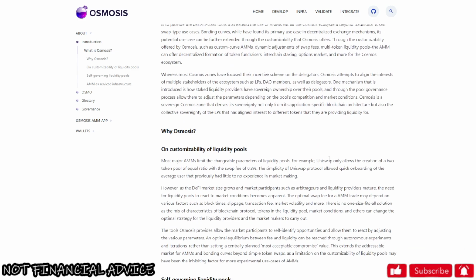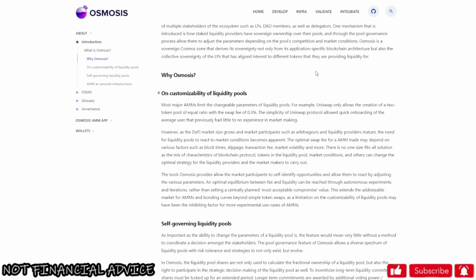So going down to what Osmosis really is, because Osmosis in itself contains the IBC information, what you want to know about it and stuff like that. We'll leave a link to this in the comment section or the description, so you can look over this as well. So why Osmosis? Most major AMMs limit the changeable parameters of liquidity pools. For example, Uniswap only allows the creation of 2 token pools of equal ratio with a swap fee of 0.3%.